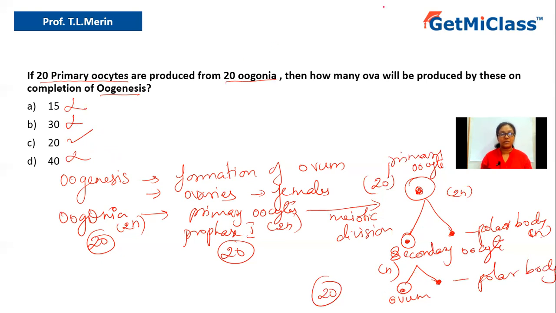So let us conclude the answer. What is the answer? The answer is option C. That is, 20 ova will be produced from 20 primary oocytes.